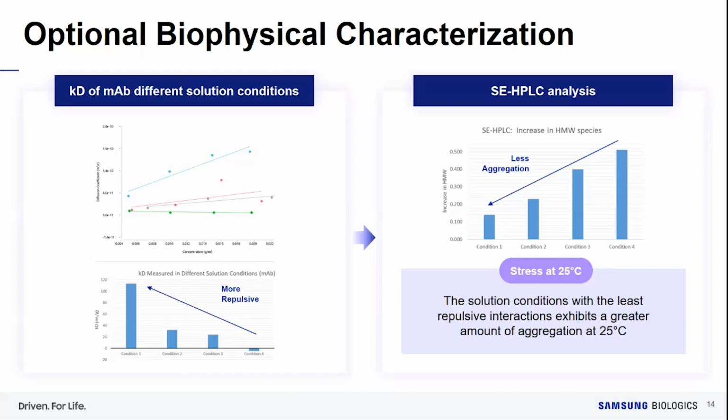So following on with some of the additional optional biophysical characterizations, this is just a case study, an example where we measured the diffusion interaction parameter for a series of solution conditions for a monoclonal antibody. And as you can see, we have a range of KDs that were measured. In this example, we can see that with more repulsive interactions, we saw less aggregation. So it's a way for us to screen different solution conditions to help us identify the most appropriate condition.